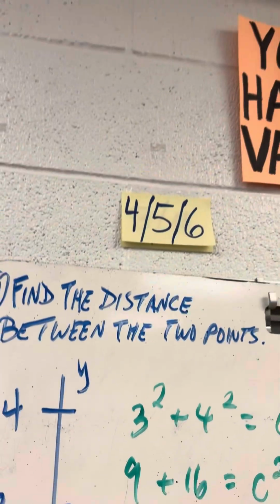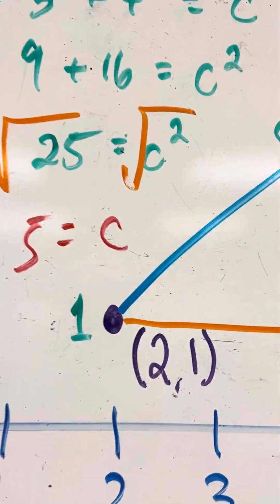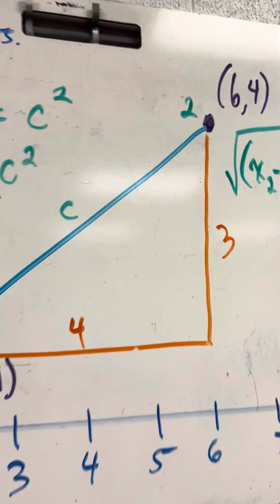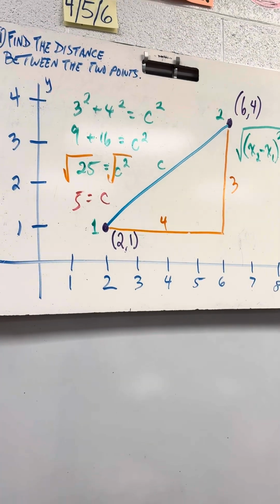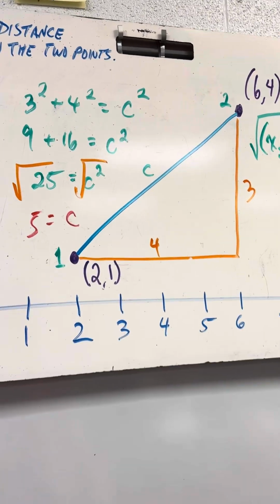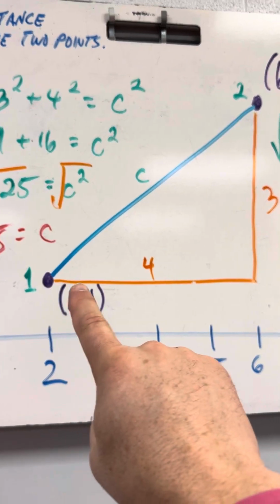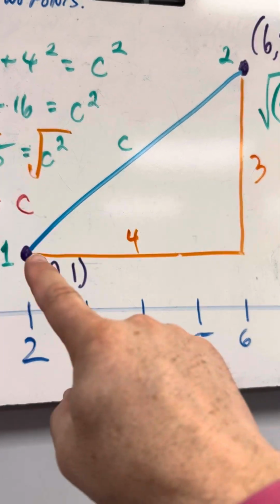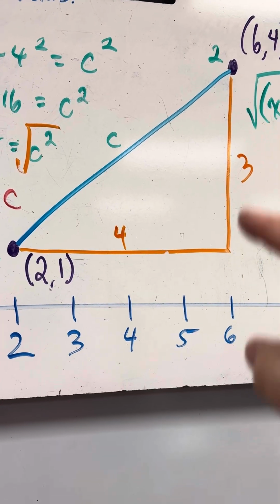Find the distance between the 2 points, between 2, 1 and 6, 4. Here's what I'm going to do. I'm going to create a right triangle. Okay. Notice that this is a length of 4 and this is a length of 3.